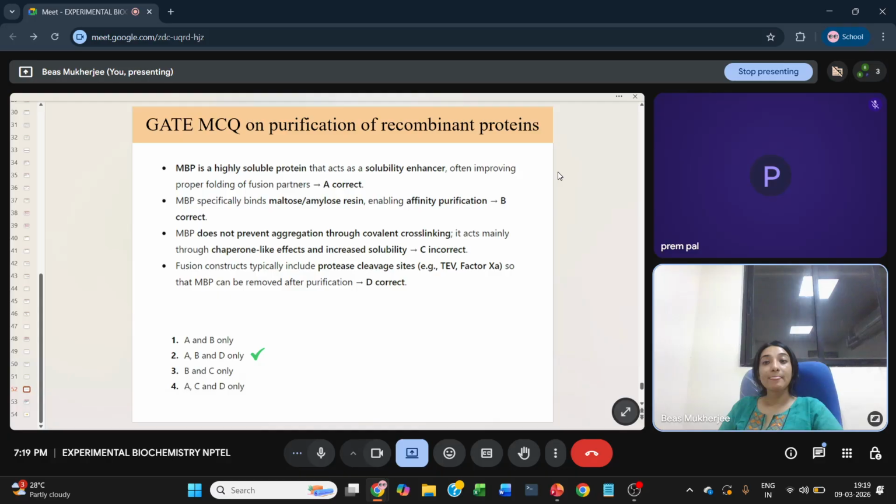Right. Now, fusion constructs. So see, there are these protease cleavage sites. For example, TEV. There can be thrombin. There can be these other cleavage sites where you can use this protease to cleave off the solubility tag. Correct. So then A, B and D are the right answers.